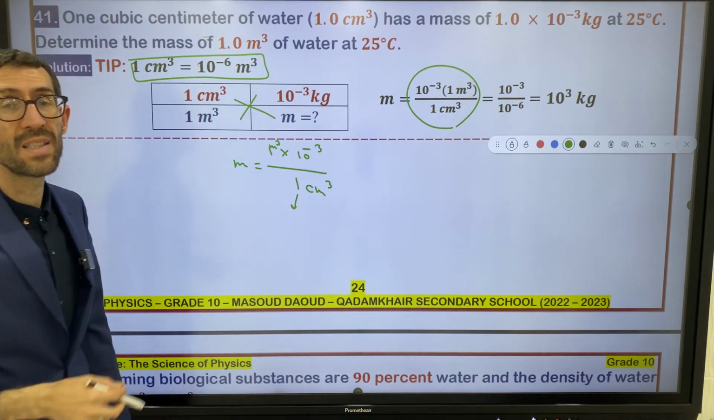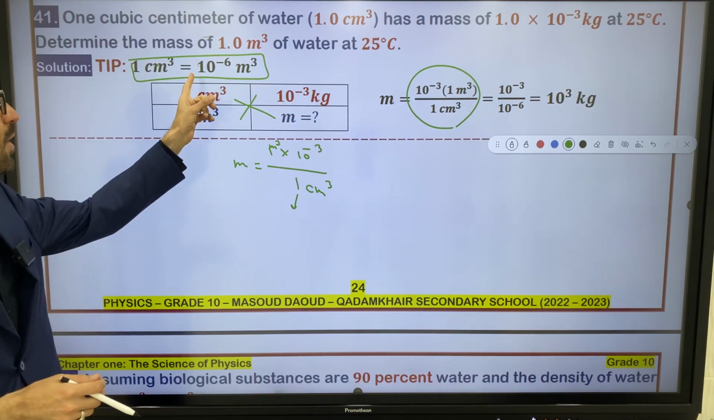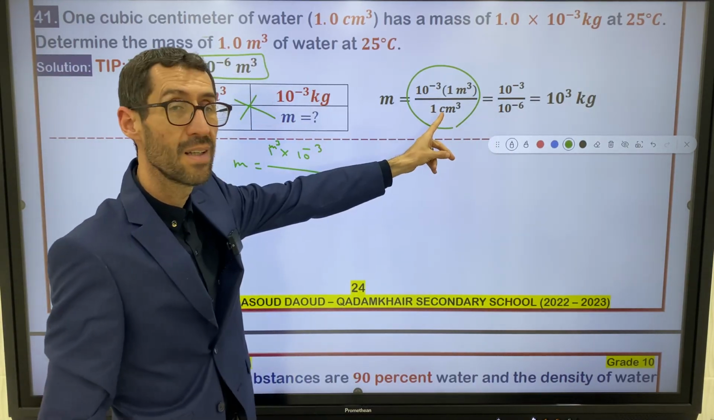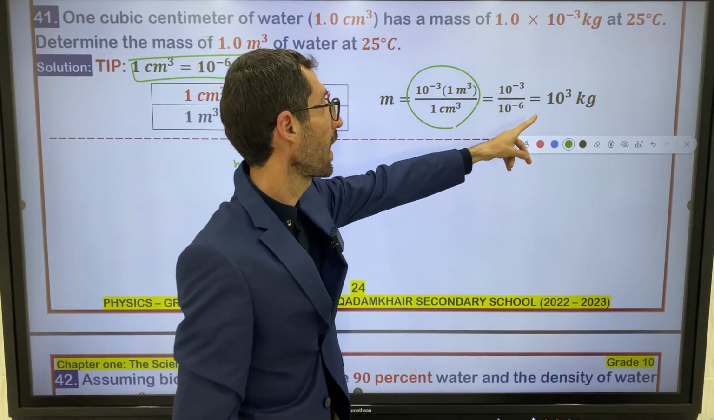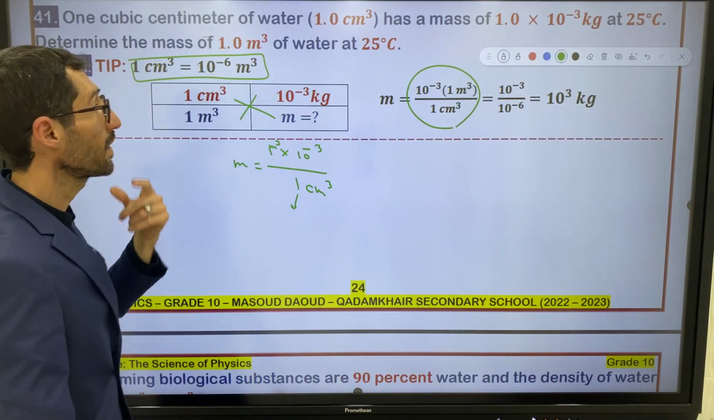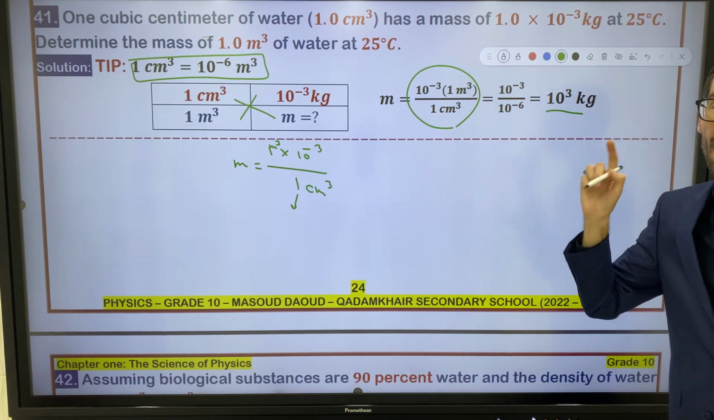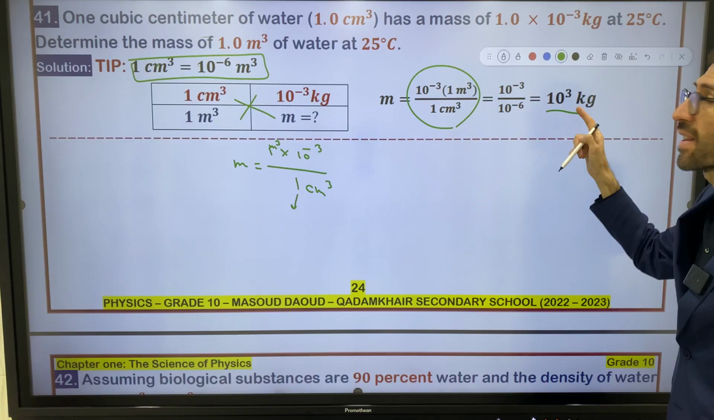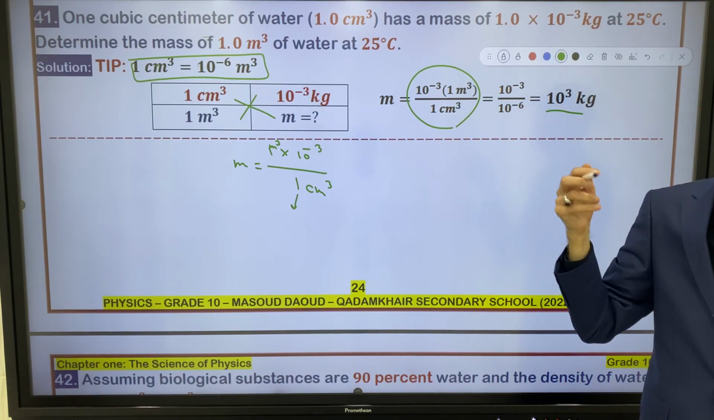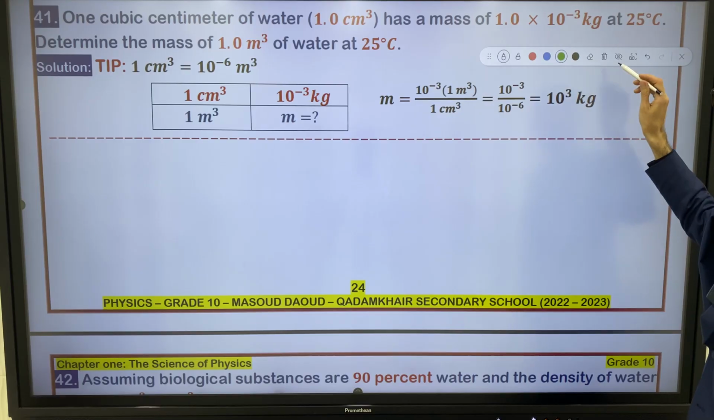I want you to memorize it. Keep in mind that 1 cubic centimeter is equivalent to 10 to the power negative 6. That's why instead of this number, I write this one and divide to find the answer. So this is the mass of 1 cubic meter of water, which means 1 ton. 1,000 kilogram is the mass of 1 cubic meter.